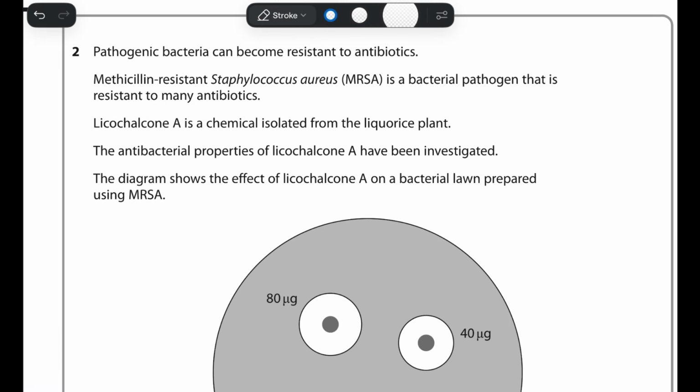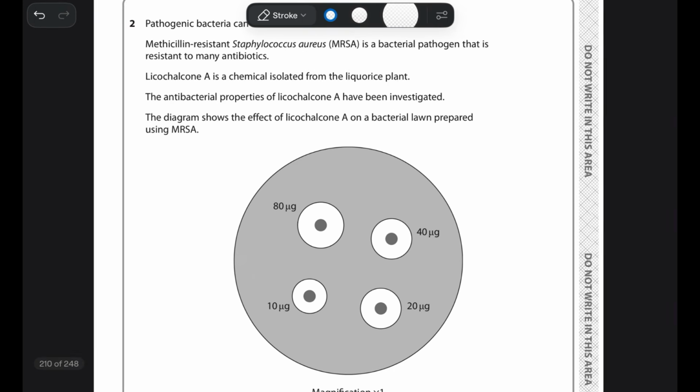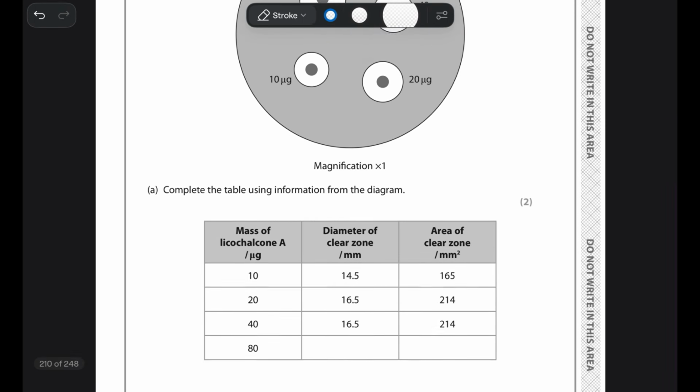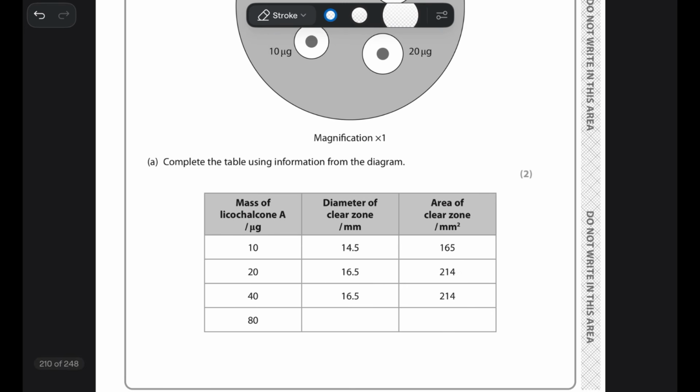Now question 2. If we read the context, pathogenic bacteria can become resistant to antibiotics. And you've got the case of MRSA, which is resistant to many antibiotics. So we've got a chemical isolated from a licorice plant, and we're talking about antimicrobial properties with this practical that you should have done. So just in terms of what the first part is asking us to do, we can see we need to calculate the diameter and find the area.